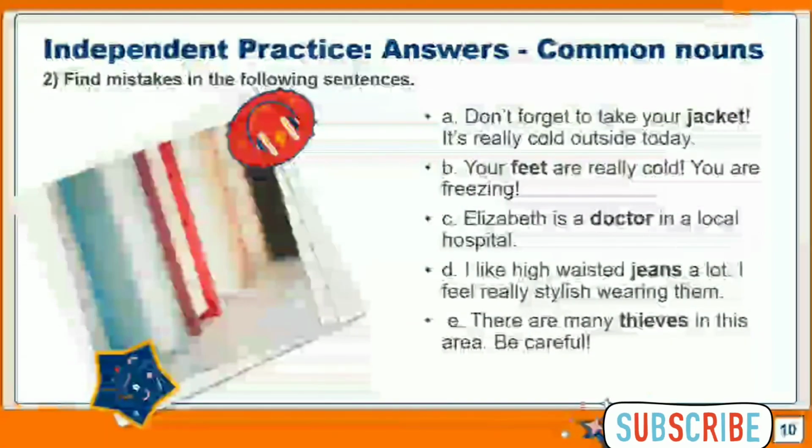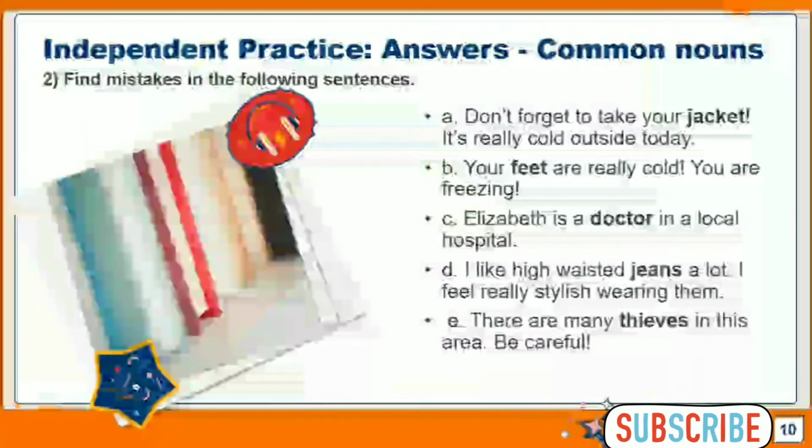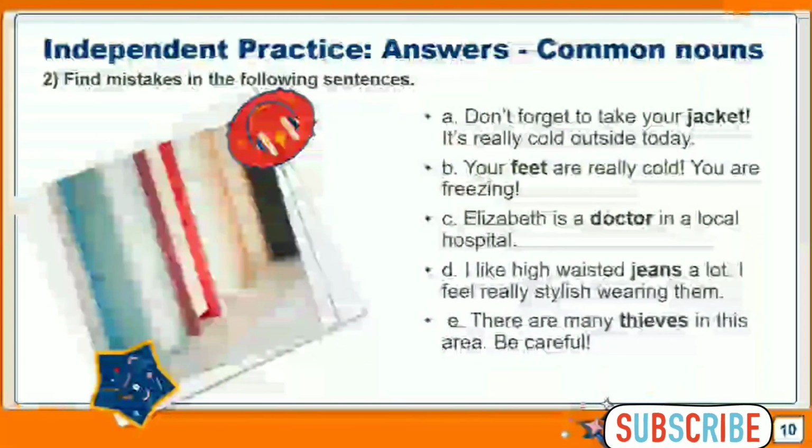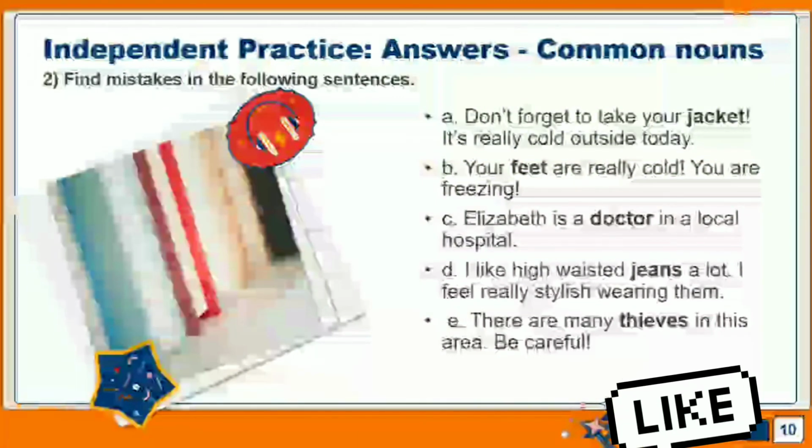A. Don't forget to take your jacket. It's really cold outside today. B. Your feet are really cold. You are freezing. C. Elizabeth is a doctor in a local hospital. D. I like high-waisted jeans a lot. I feel really stylish wearing them. E. There are many thieves in this area. Be careful.